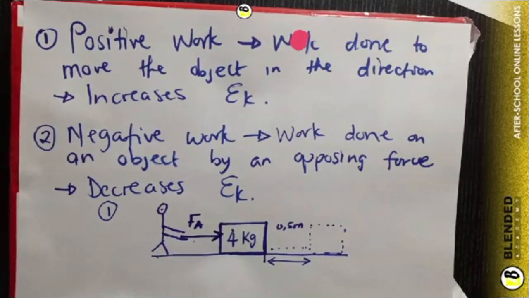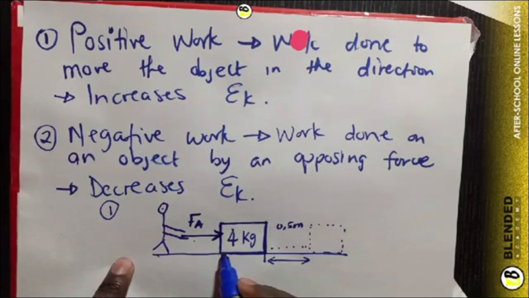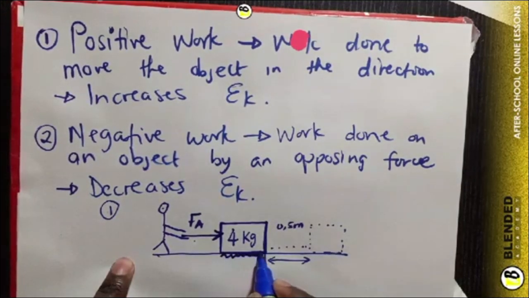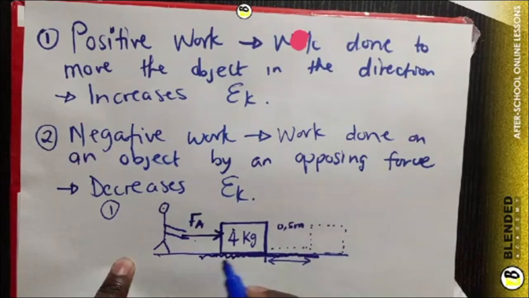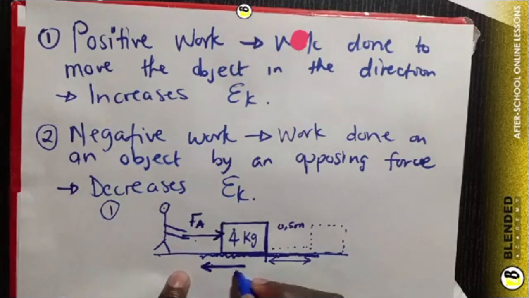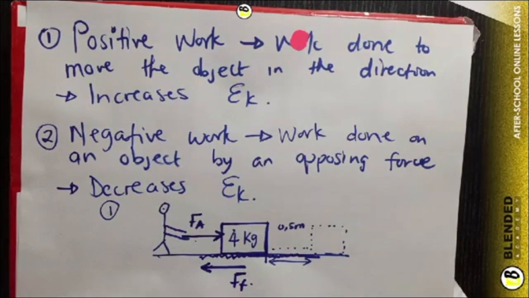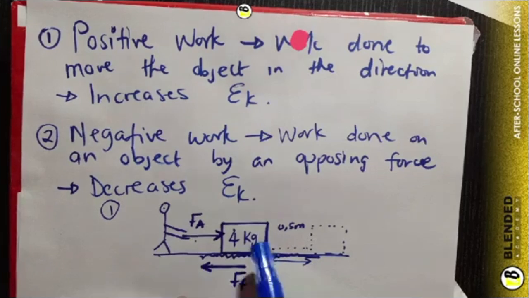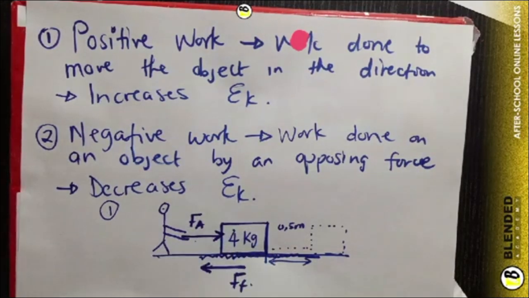You understand? All right. So now with negative work, we can have the same scenario, but in this case, we have a very rough surface. And this means that we're going to have some sort of friction opposing the motion of the object. There's friction there. So this frictional force is going to do negative work on this object. You understand? Because it's opposing the direction of motion of the object. The object is moving to the right and friction is acting towards the left. So that's where we're going to have negative work in this case.